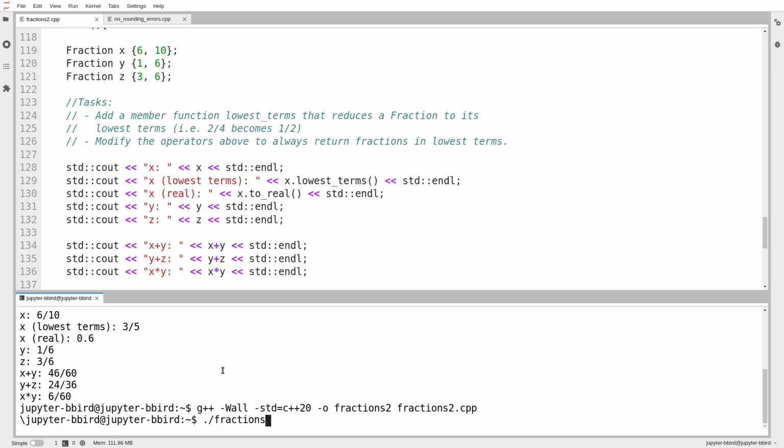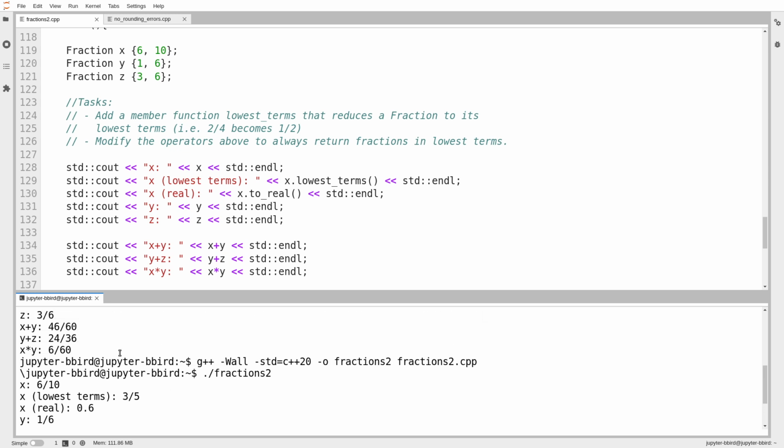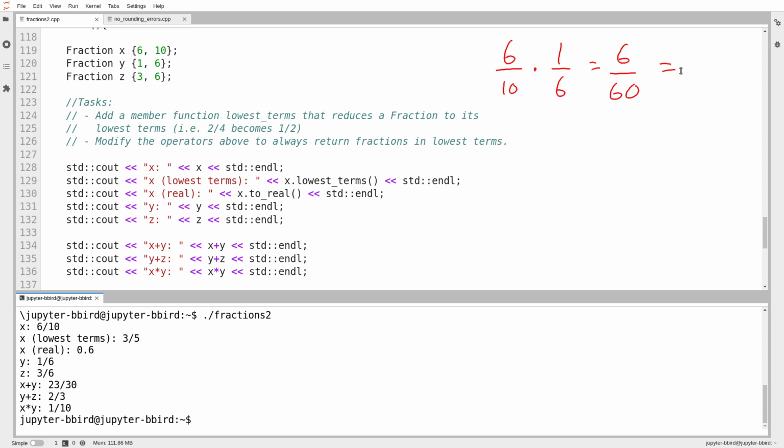Okay, so I've rewritten my operators to convert every fraction to lowest terms, and now when I try to compute x times y, where x is 6 over 10 times 1 over 6, it originally came out with 6 over 60, which is not in lowest terms. If I now scroll down to what I have as a result of the change, I now get 1 over 10. My fractions are now being returned in lowest terms. They are looking a lot more like the type of output I would expect out of operations that legitimately work with fractions. I have more examples involving fractions in future videos.